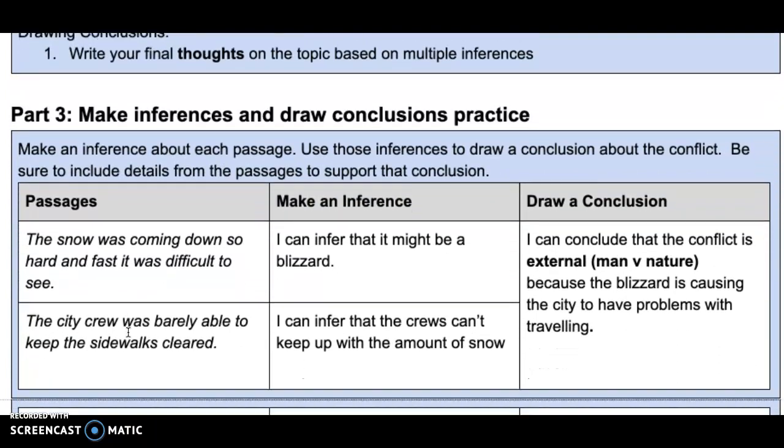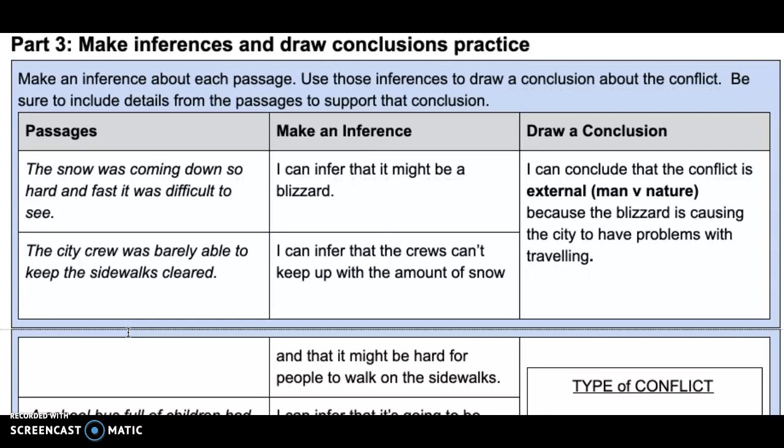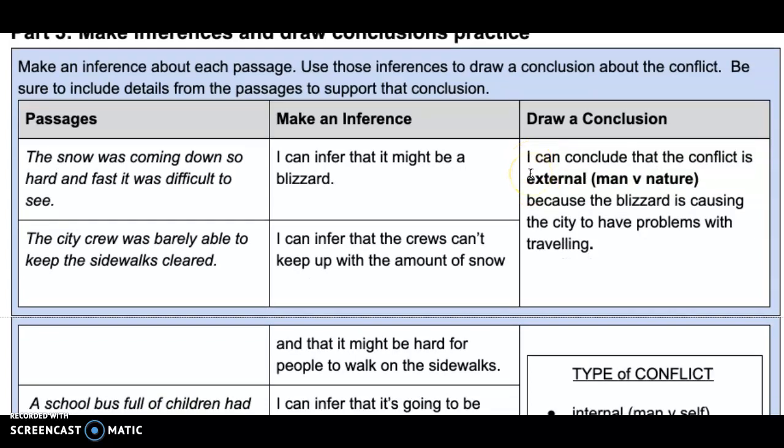Part 3 goes through an example that you've seen on prior lessons, and it shows how you read each of the passages. For each passage, you make an inference. After you've made your inferences, you come over and you draw a conclusion.